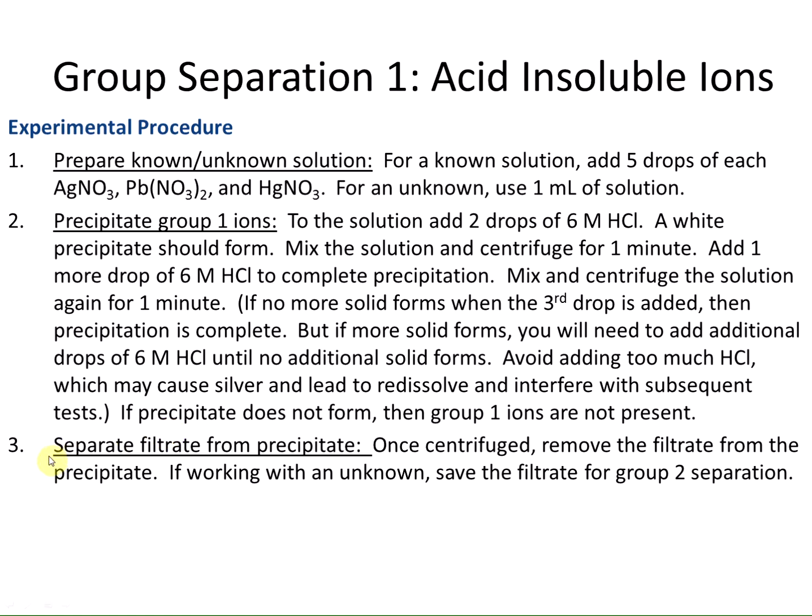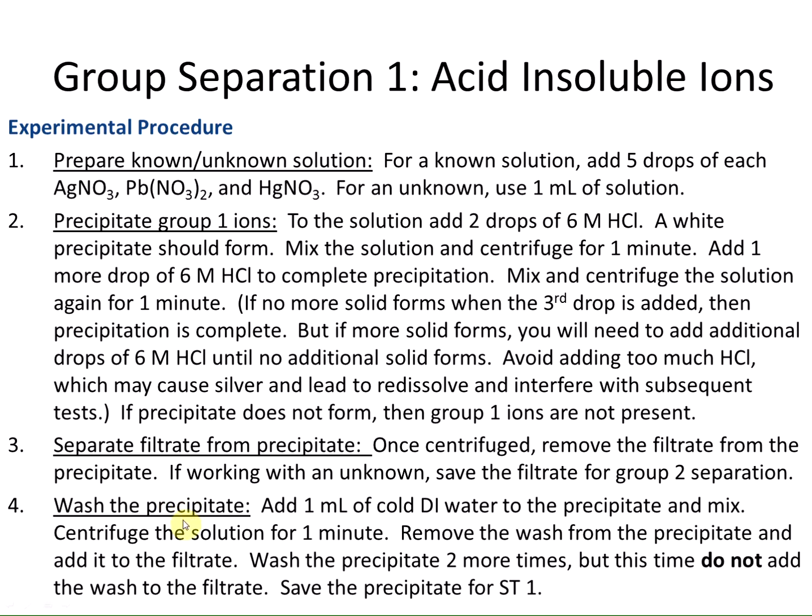You'll then need to separate the filtrate from the precipitate, so you separate the liquid from the solid. So once centrifuged, remove the filtrate, the liquid, from the precipitate, which is the solid. If working with an unknown, be sure to save that liquid for the group 2 separation. But we won't be doing the group 2 ions, we'll be doing the group 3, so you'll save it for the group 3 separation.